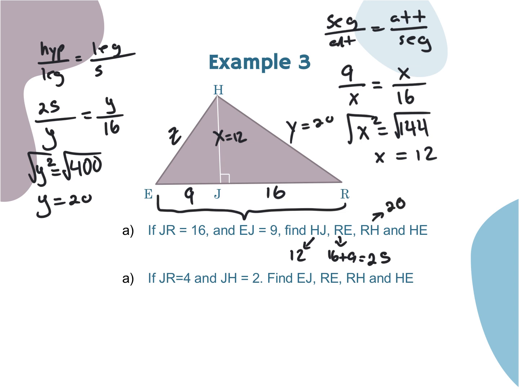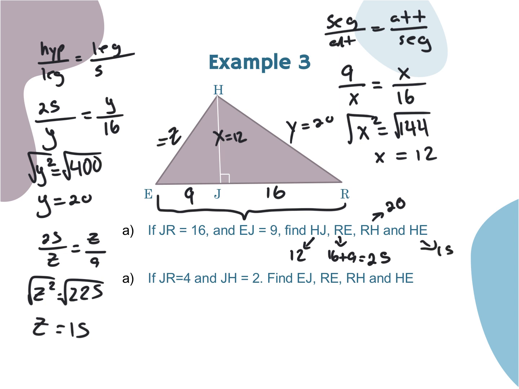And we're going to have to do the same thing for the z. We can do hypotenuse 25 equals z over 9. So we get z squared equals 25 times 9, and 25 times 9 is actually 225. If you remember from the previous example, we already solved this one earlier. So we know this is supposed to be 15. So our HE is 15. That's how we solve for the first part of this triangle.